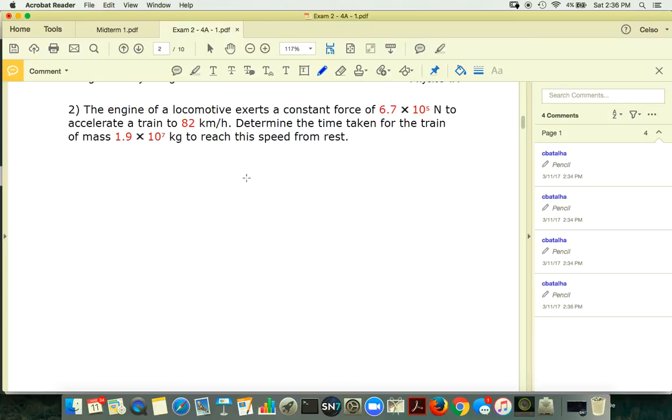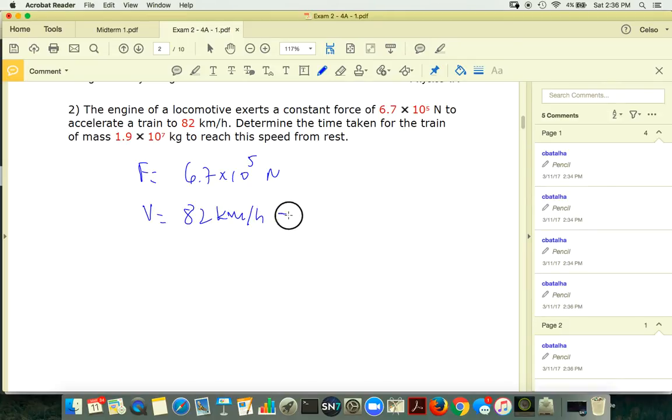Second, the engine of a locomotive exerts a constant force given. So we have a force given, 6.71025 newtons, and accelerate the train to some speed of 82 kilometers per hour. So we have to convert that to meters per second, just to make your life easier. Determine the time taken for the train of a mass given to reach the speed from rest.